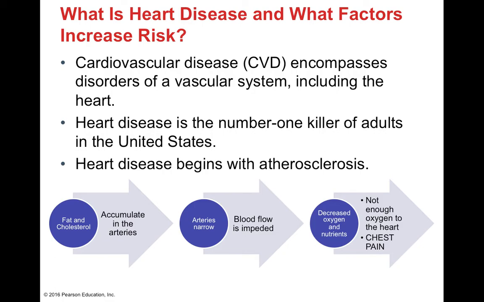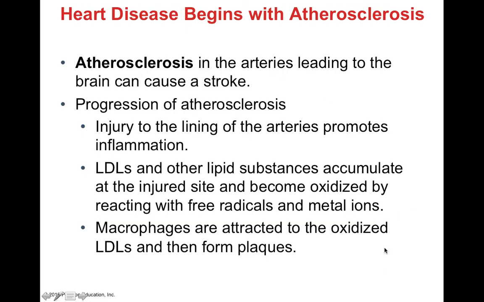Atherosclerosis is when fat and cholesterol start accumulating in the arteries. They get lodged on the inside and form plaques and lesions, and eventually blood flow is impeded. When blood flow is impeded, you get less oxygen and nutrients. Less oxygen and nutrients to the heart results in chest pain, which is sometimes a precursor to an actual heart attack. Again, atherosclerosis is basically clogging in the arteries.